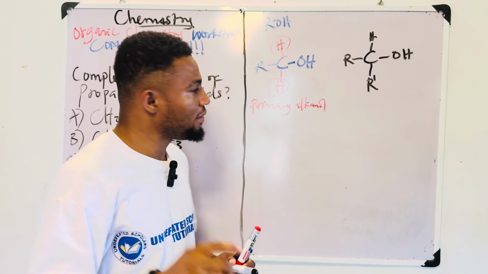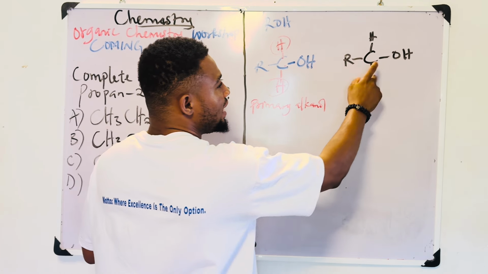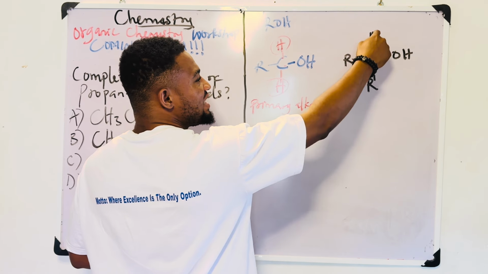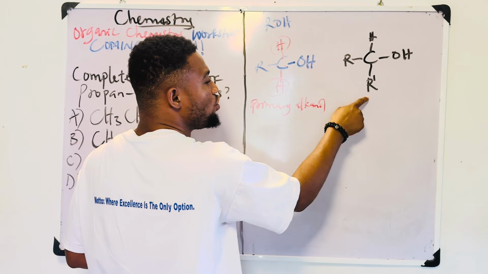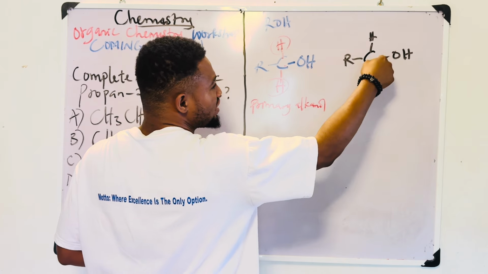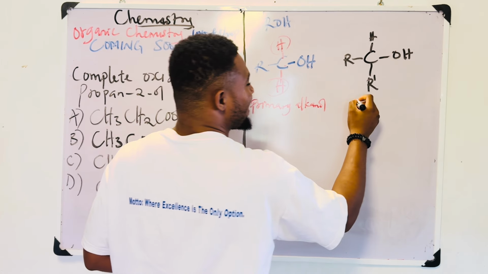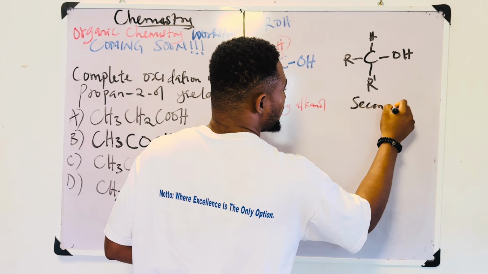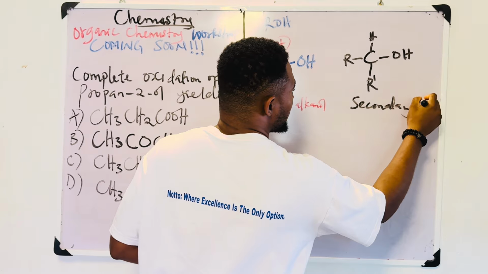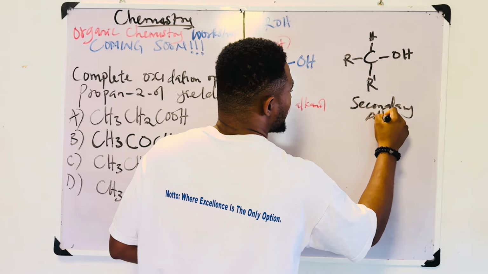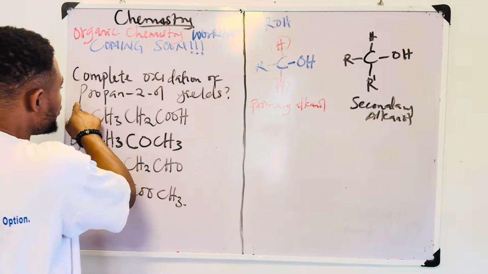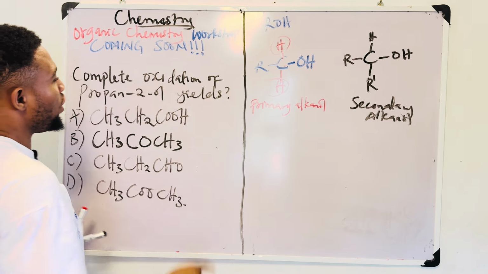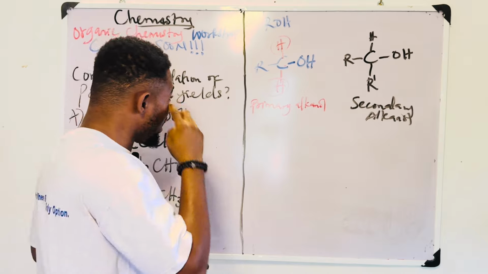What do you observe? This central carbon has one hydrogen attached and two alkyl or aryl groups attached to it. So this is a secondary alkanol. The essence of this is we want to know whether propan-2-ol is a primary or secondary alcohol.